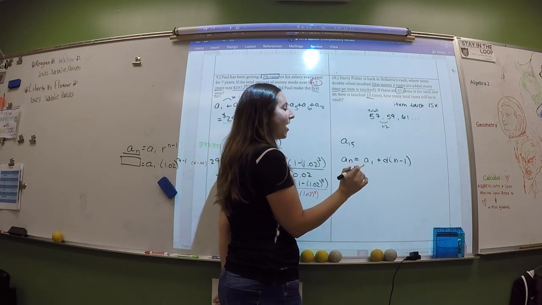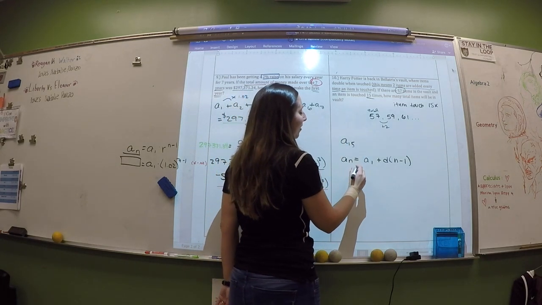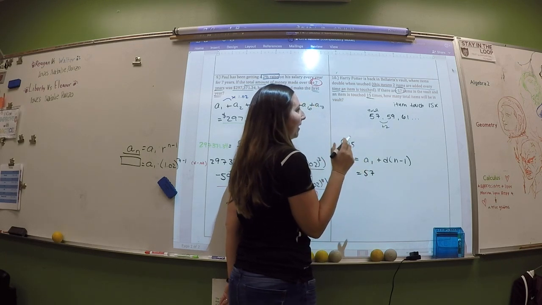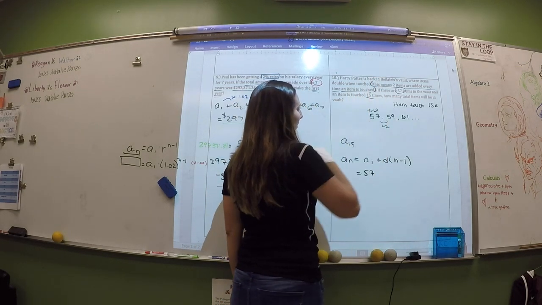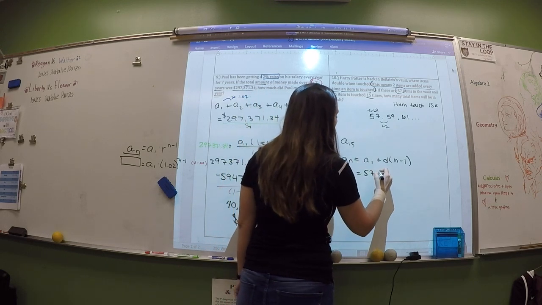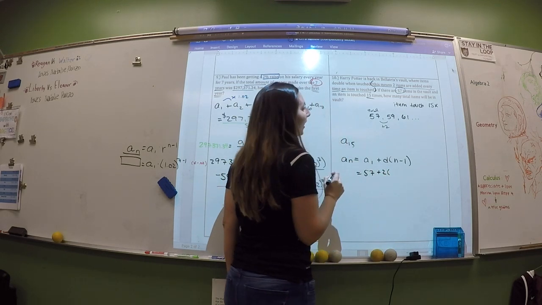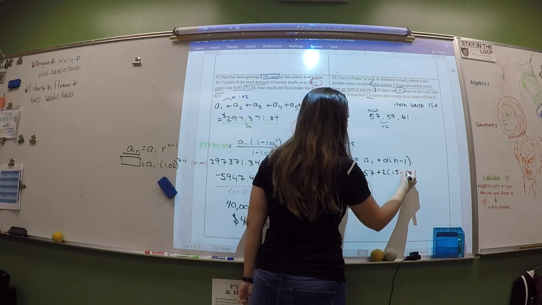I can always clarify. Alright, so let's plug in what we know. We know that the first term is 57. And then because of my parenthesis wording, we want to add 2 items every time something's touched, and we want to do this 15 minus 1 times.